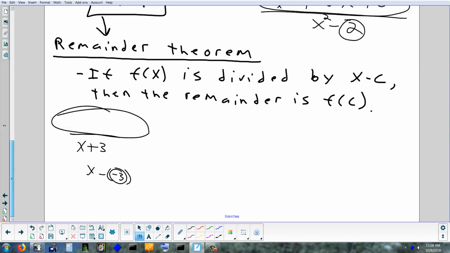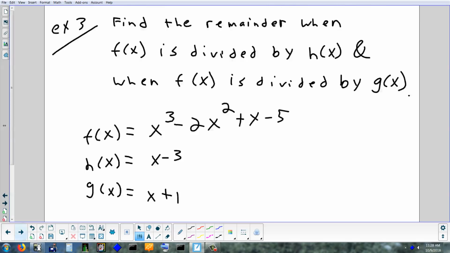Okay, so let's try it and see what we get. So this problem says find the remainder. They don't care about the quotient. So find the remainder when you divide f of x by h of x, and then do it again when you divide by g of x. If you were going to do this with long division, and you know what you're doing, I could probably do that in under 2 minutes. If I use the remainder theorem, I can probably do that in under 30 seconds. Just finding the remainder.